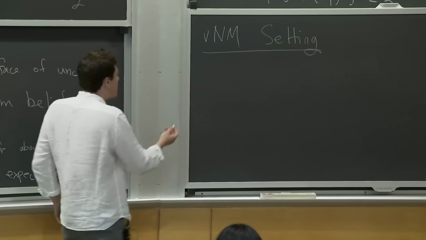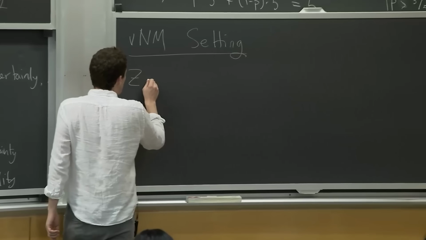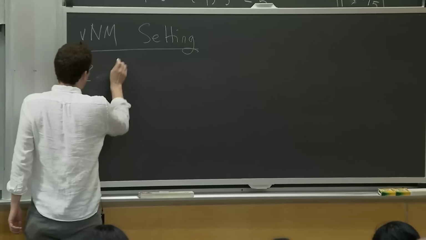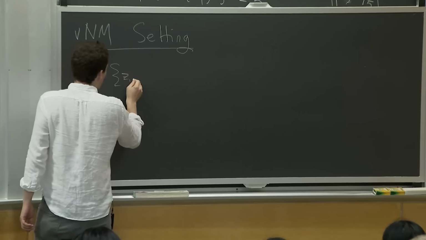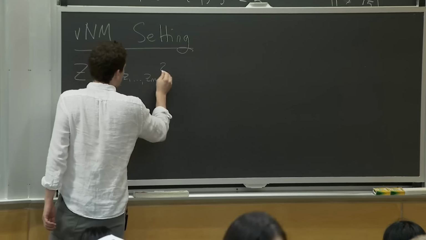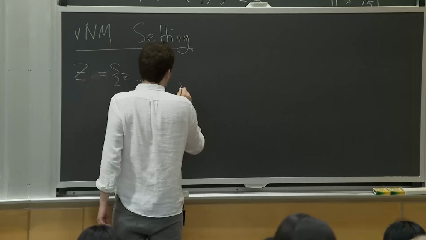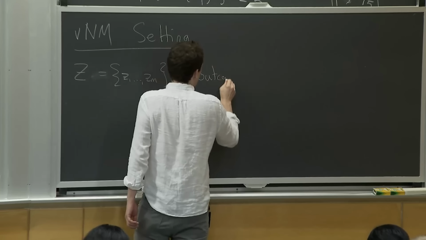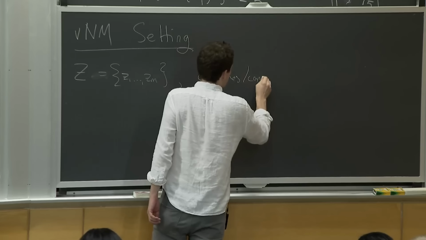So what's the setting here? Well, there's going to be a set Z, which I'll call Z1 through Zm. And this is the set of maybe outcomes or consequences.